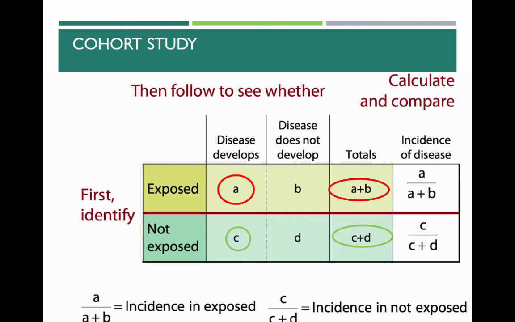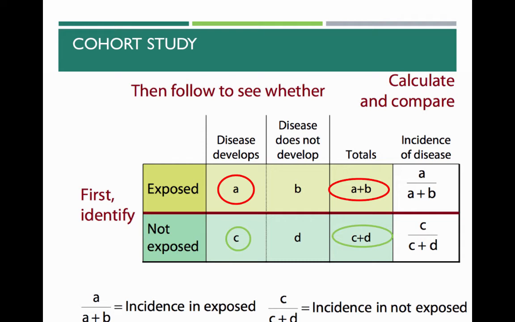The risk in the exposed is the number of exposed who have the outcome. So it's cell A divided by the total number who are exposed, or A plus B. So that gives us the incidence of disease in the exposed group, or the risk in the exposed group. The risk in the unexposed group is the number of unexposed who have the outcome, which is cell C, divided by the total number who are unexposed, C plus D.